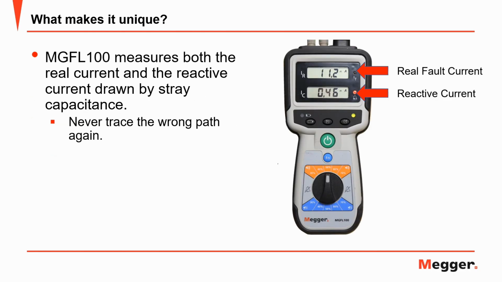The MGFL100 allows the operator to measure both the real current and the reactive current drawn by the stray capacitance. So this way you'll never trace the wrong path again.